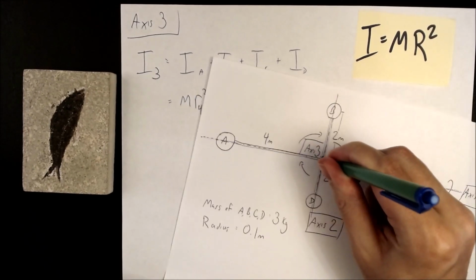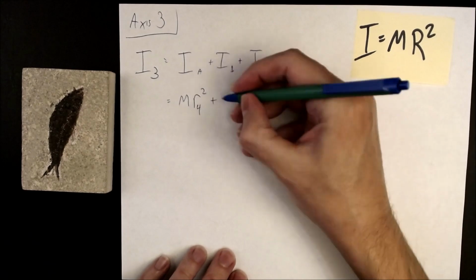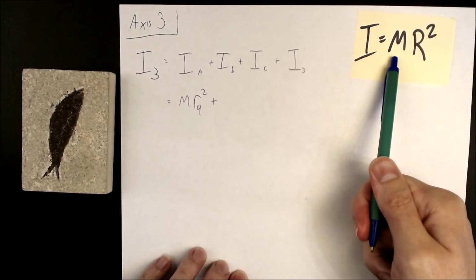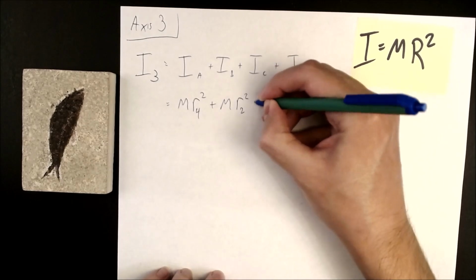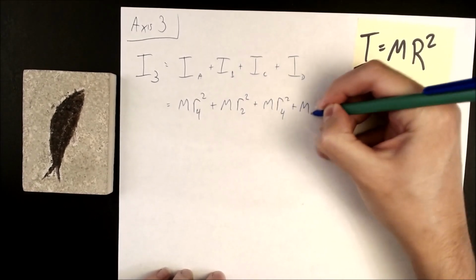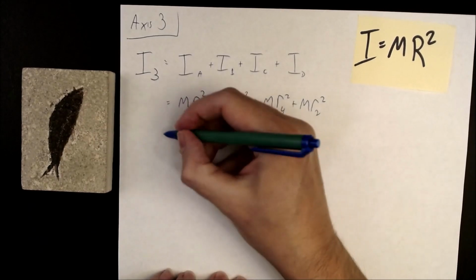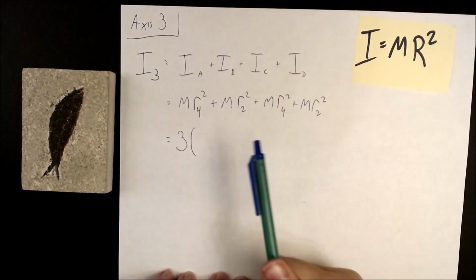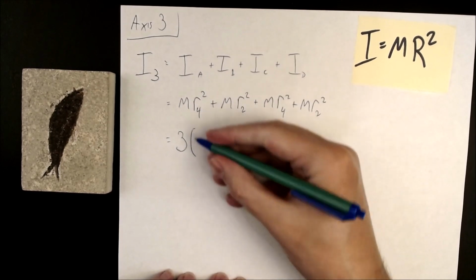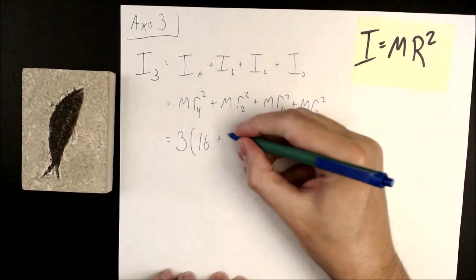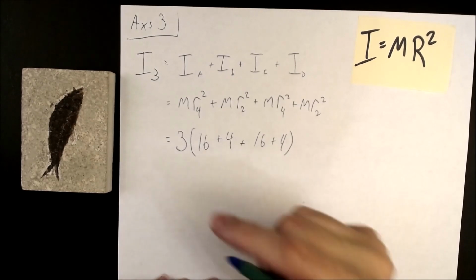If that is our axis of rotation, that is certainly not going through object B, so this is just, again, I is equal to mr squared, which is the equation that we always use if the axis of rotation does not go through the object. m r2 squared plus m r4 squared plus m r2 squared for C and D, same as A and B. The masses are all 3 kilograms, so I can distribute that out. 4 meters squared is 16, plus 2 squared, which is 4, plus 16 plus 4. That is 40.